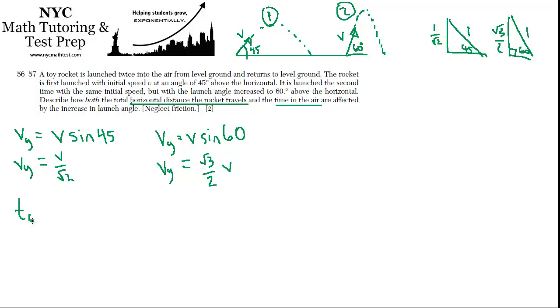So the ratio of the time in the air for the 60 compared to the time in the air for the 45 is going to be root 3 over 2 v. That's the initial vertical velocity of the 60 degree launch angle.